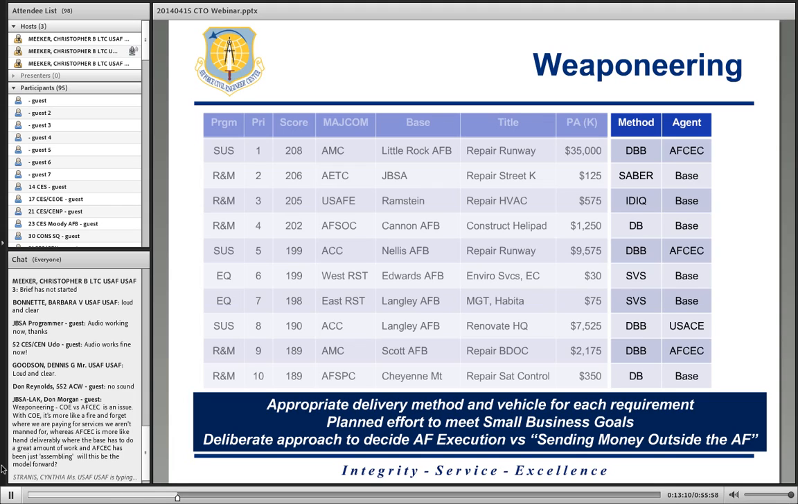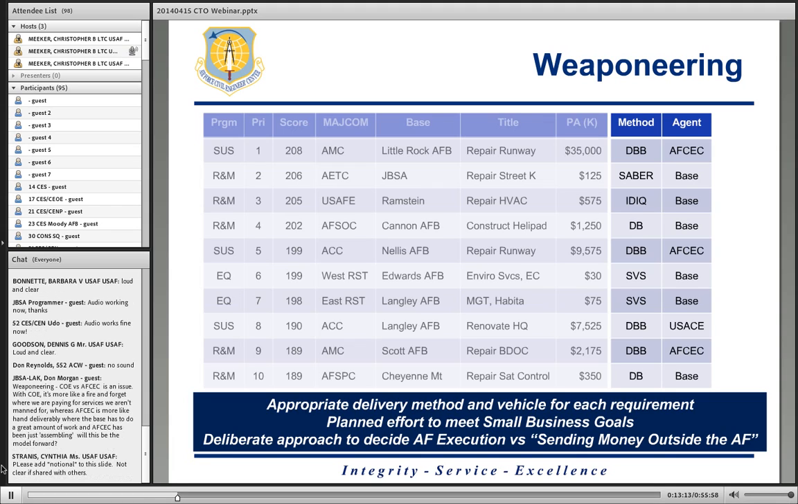Other things we're looking at from the big picture are small business goals and a deliberate approach to make sure that the Air Force is executing Air Force stuff first and maximizing our resources prior to going outside the Air Force. That's important to us, right? Because we have those resources available to us. We want to make sure that they're employed to the maximum extent possible before we send money elsewhere.